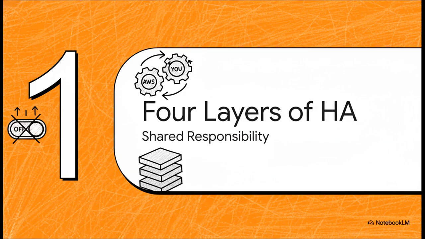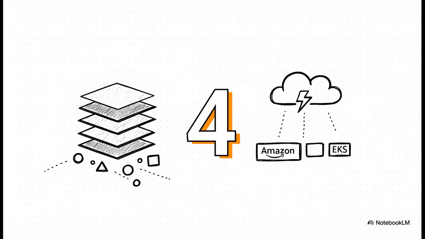The first thing you've got to get your head around is that high availability on EKS is a shared responsibility. It's not just some switch you flip. It's a stack that you and AWS build together. And that stack has exactly 4 layers. Yep, 4. And trust me, if you forget even one of them, the whole thing can come tumbling down. So let's break them down one by one.